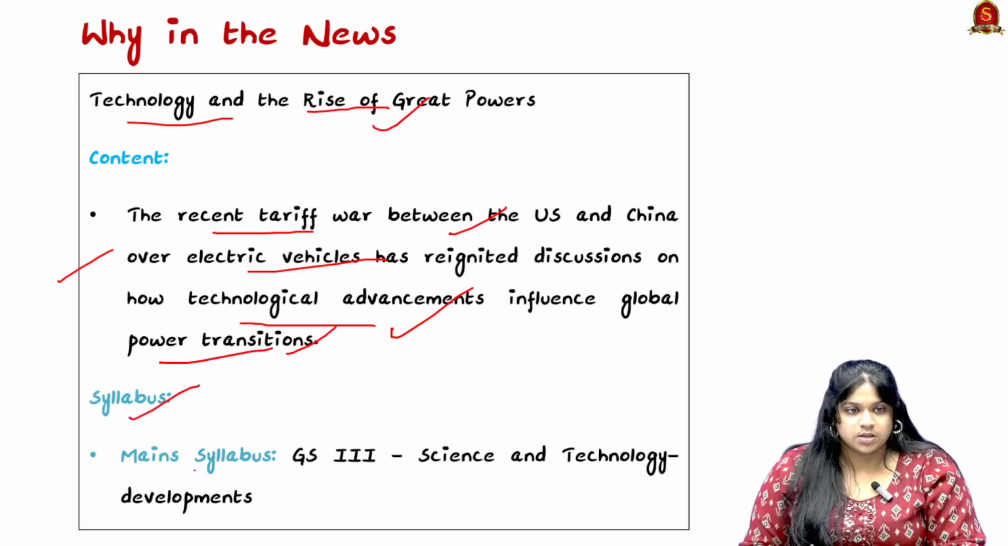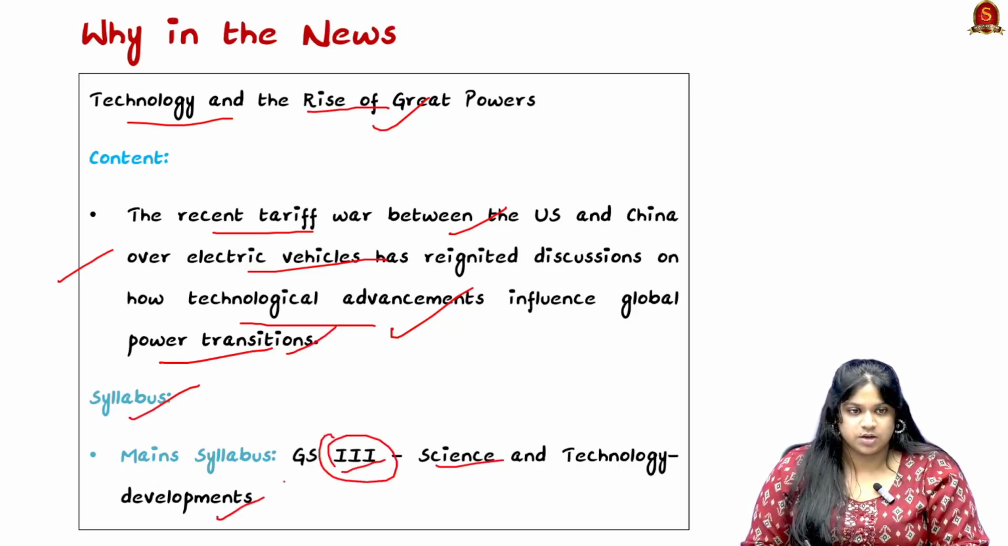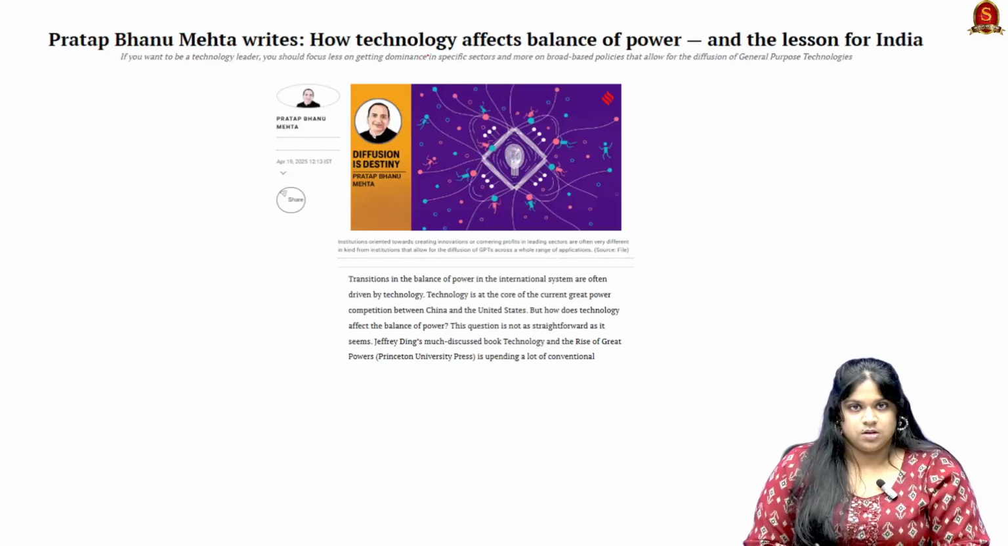So this comes in the syllabus for Mains under GS Paper 3, science and technology developments, as well as for the US and China relationship, you can cover it in international relations. So here we can understand how technology affects the balance of power and the lessons for India.